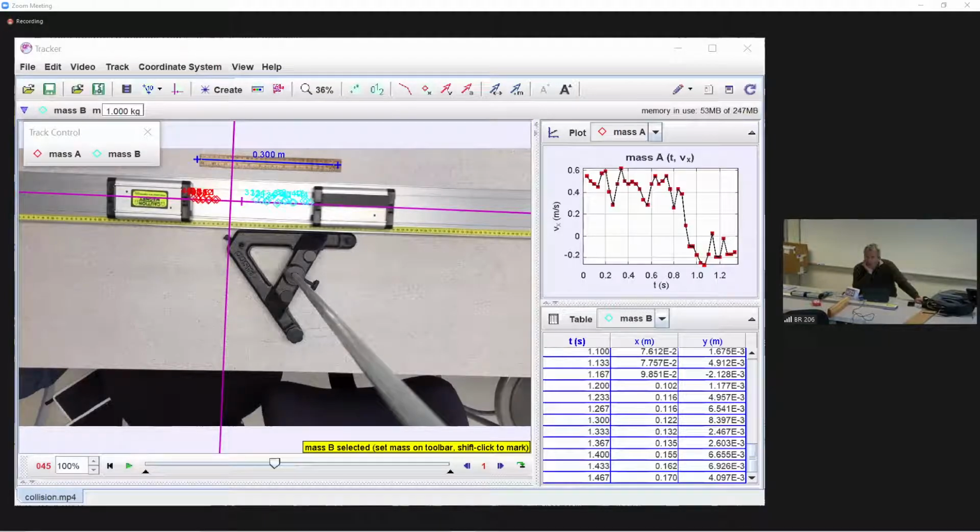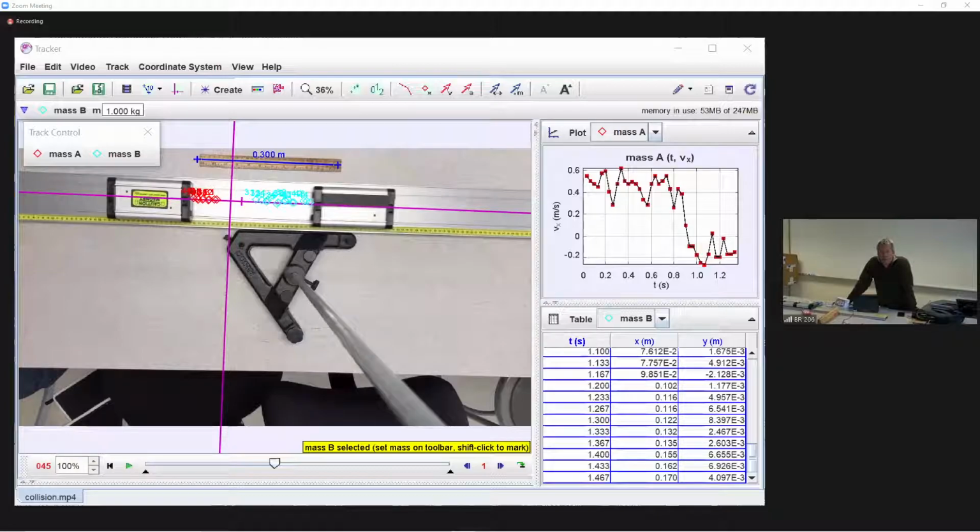Does everyone remember how to use Tracker? Vaguely? Hopefully you still have it on your computer somewhere. I know it's Friday. Somebody besides Brenna has to respond. Come on.